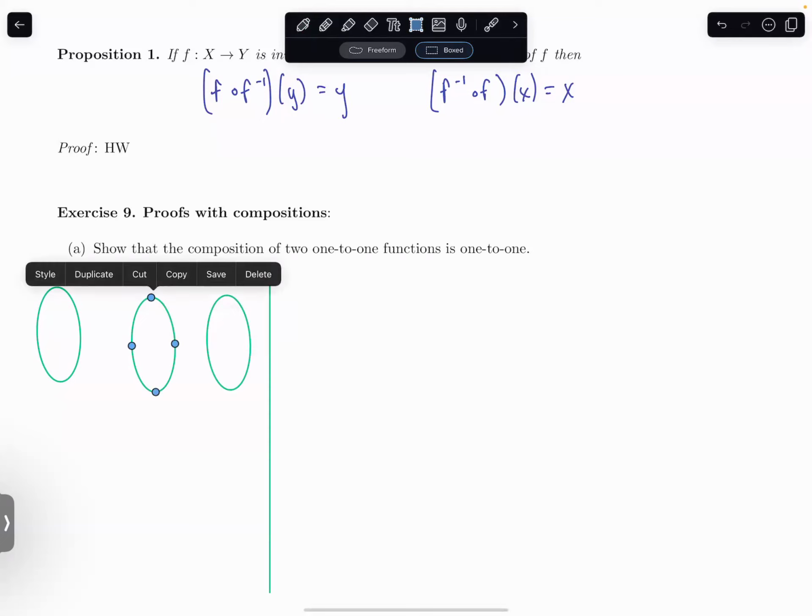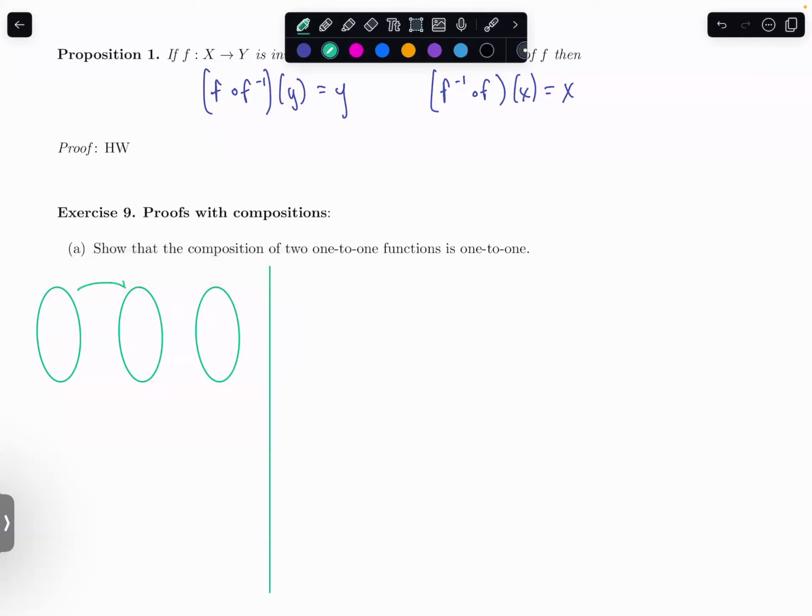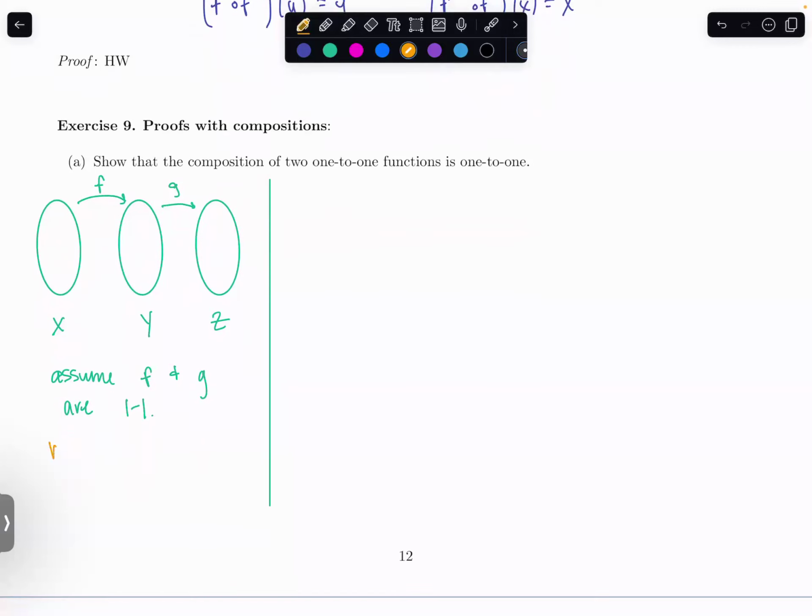Okay, so we've got three potatoes here, and we're trying to say that the composition of two one-to-one functions is one-to-one. So we've got a function f here and a function g here. We're going from x to y to z, let's say. We're going to assume that f and g are one-to-one, and we want to show that g of f is one-to-one. So this is our goal, to show g of f is one-to-one.